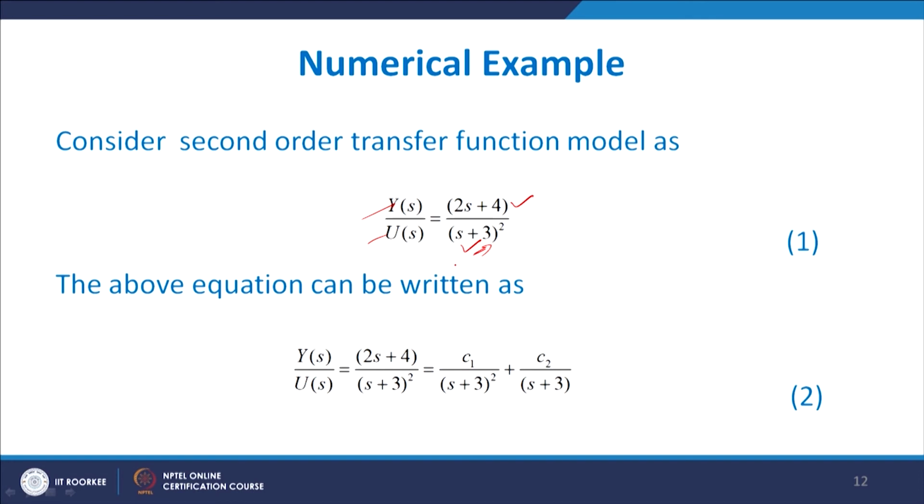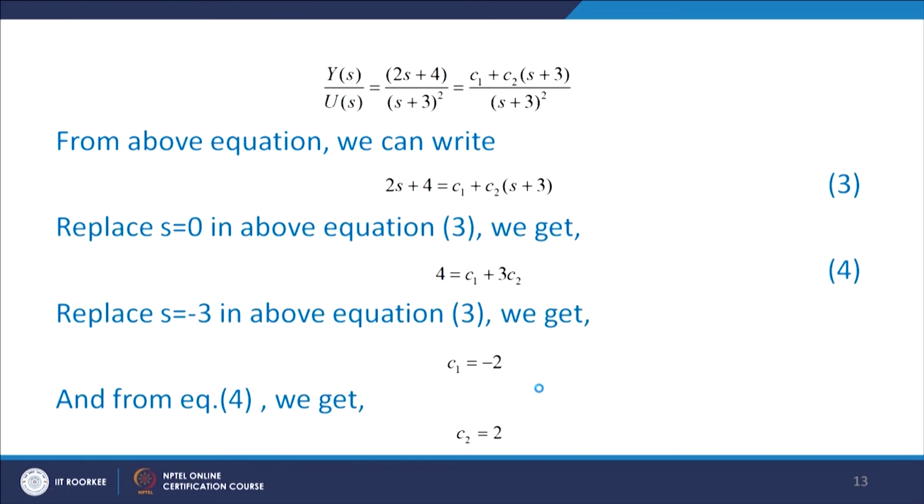So here we have to use the concept of partial fraction expansion. (2s plus 4)/(s plus 3) square equals c1 divided by (s plus 3) square plus c2 divided by (s plus 3). Now we have to solve it. So Y(s)/U(s) equals (2s plus 4)/(s plus 3) whole square equals [c1 plus c2 (s plus 3)]/(s plus 3) square. Now we compare the numerator parts: 2s plus 4 equals c1 plus c2 (s plus 3).